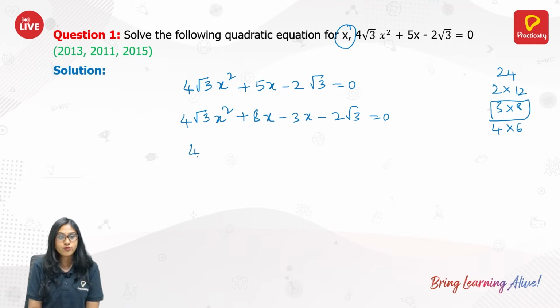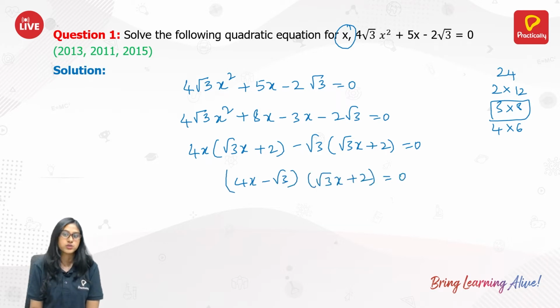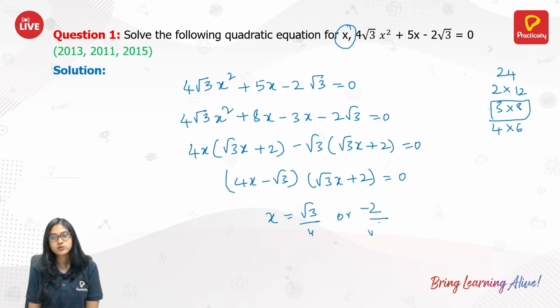So I can take 4x common here. So 4x (root 3x plus 2) minus root 3 (root 3x plus 2) equals 0. So this will be (4x minus root 3) into (root 3x plus 2) equals 0. So what are the values of x? x can be root 3 by 4 or minus 2 by root 3.